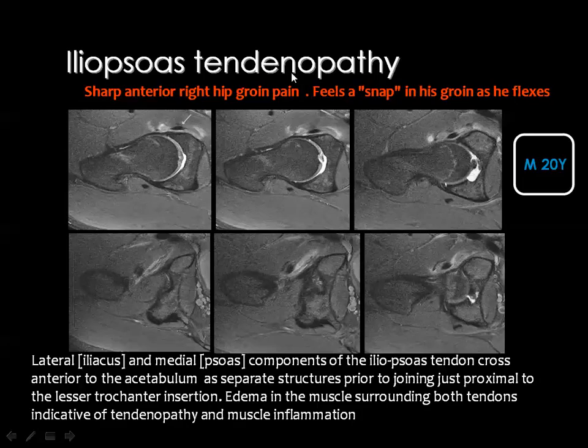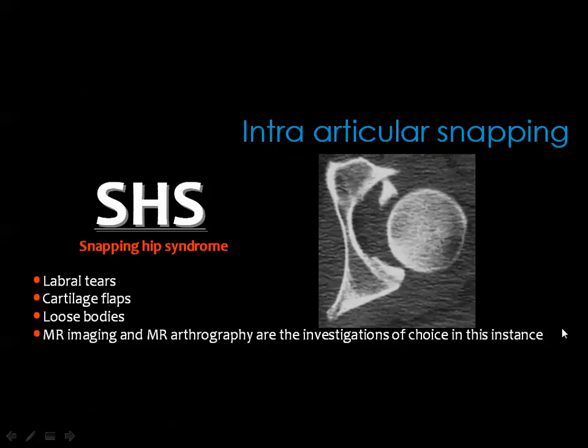You know that the iliacus and the psoas muscle tendons will join together before they reach the insertion site in the lesser trochanter. Here you can see one of the tendons with abnormal signal, and you follow the tendon until they almost join together here before reaching the insertion site in the lesser trochanter. This is due to iliopsoas tendinopathy, which is considered one of the causes of internal snapping.